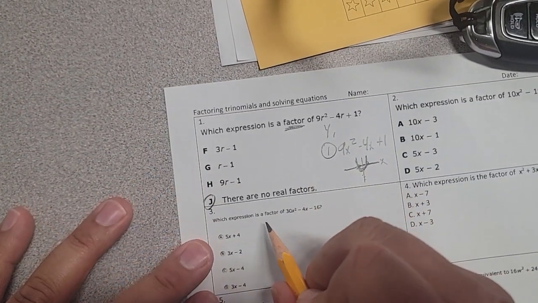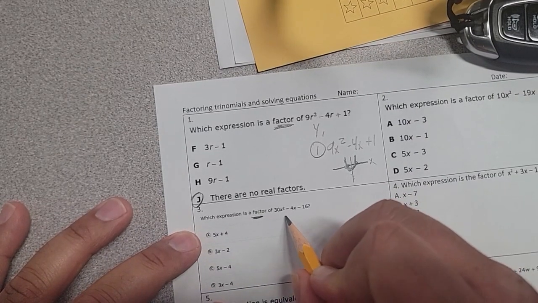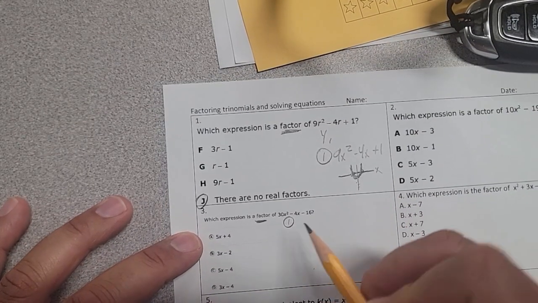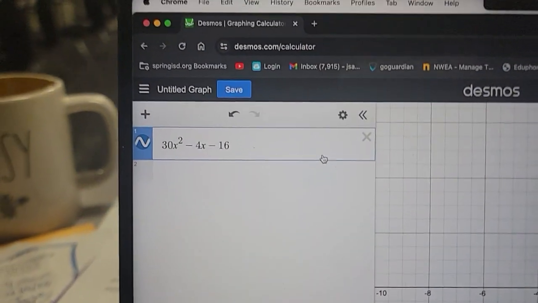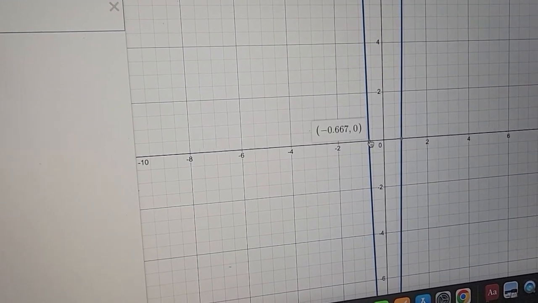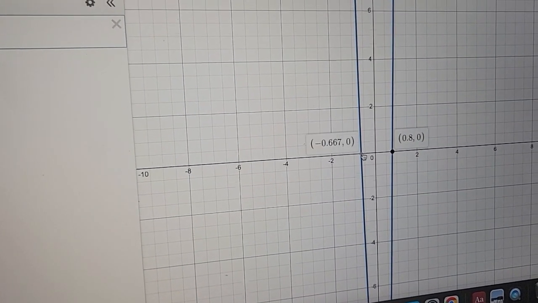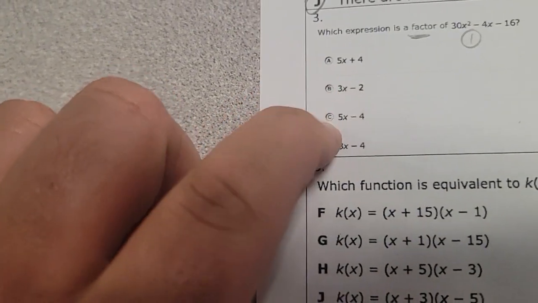Let's go down. So again, factor. I got 30x squared minus 4x minus 16. So this is going to go into the first spot into Desmos. So let's type it into Desmos. All right, so I just typed it into Desmos. And now I have some dots crossing the x-axis. So this is actually what I'm looking for, these. Now a factor, they share a factor with these lines.